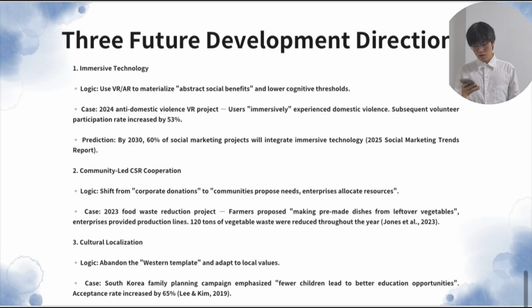After talking about the present, let's look at the three future developments in the direction of social marketing. The first direction is immersive technology. Use VR and AR to make abstract social benefits concrete and lower people's cognition barriers. In 2024, there was an anti-domestic violence VR project. It let users experience the harm of domestic violence in an immersive way.